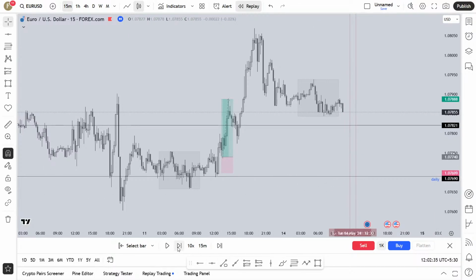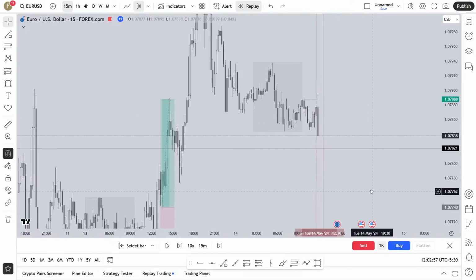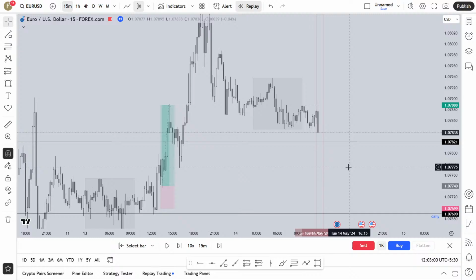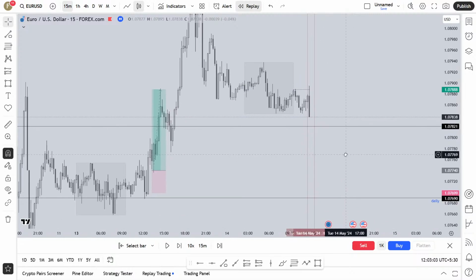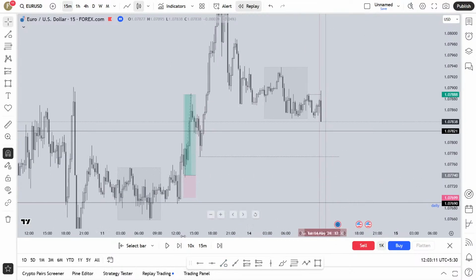So now let me play the candles. 1, 2. Let's give us a work pen. So we can see here a nice London sweep of this liquidity, and it gives us a break of structure. And I'm not having trust in this to go for short. Let's see, maybe after sweeping this liquidity I may go for a long or something. Let's see. Again.